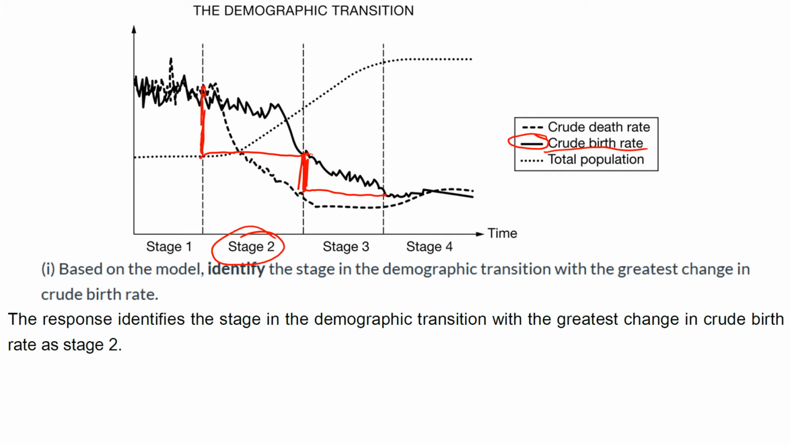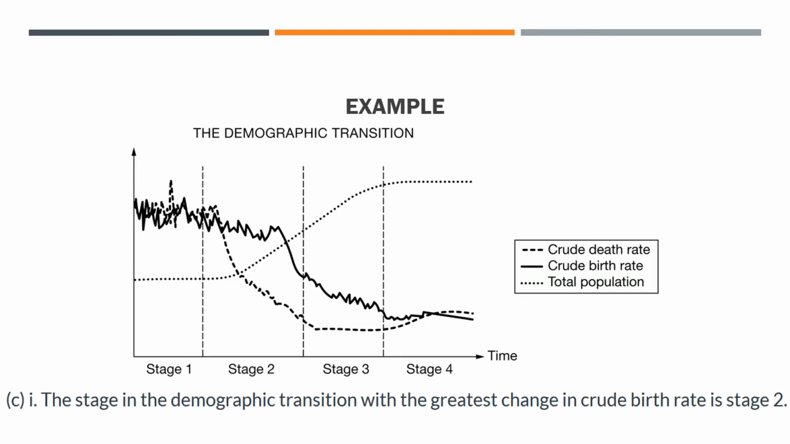Be careful, y'all. The internet searches may be correct with stage 3, but you have to be able to interpret graphs. And it did say, based on the model. Okay, so you guys need to interpret the graph. Sorry for those yogis who missed it. It is stage 2, not stage 3. So the good answer is: the stage in the demographic transition with the greatest change in crude birth rate is stage 2.